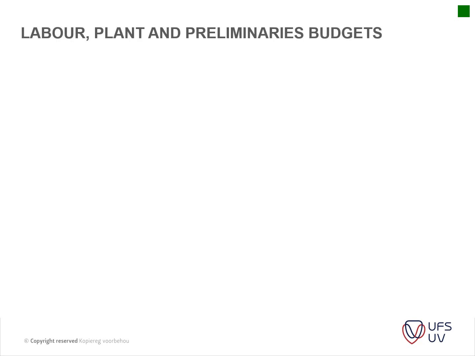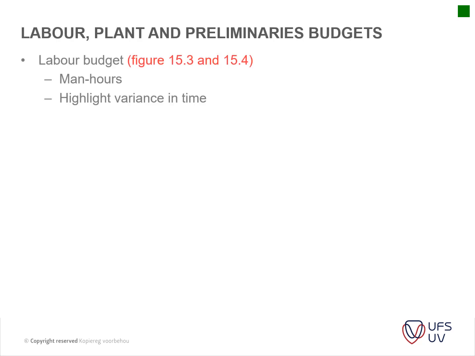Okay, so very easy. Your labor, plant, and preliminary budgets: if you go to your figure 15.3, that's now on page 335, and figure 15.4 on page 336. If you look at your labor expenditure budget, please make note that we're looking at your budget, your preliminaries and your expenditure. So you've got your man hours and your highest cost variance, which is shown here.